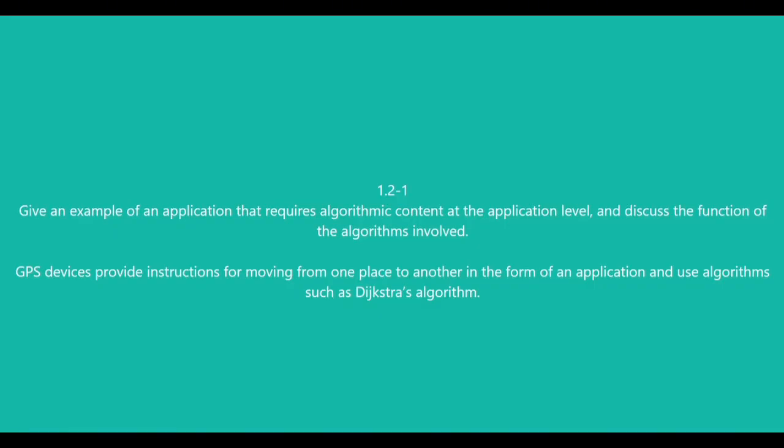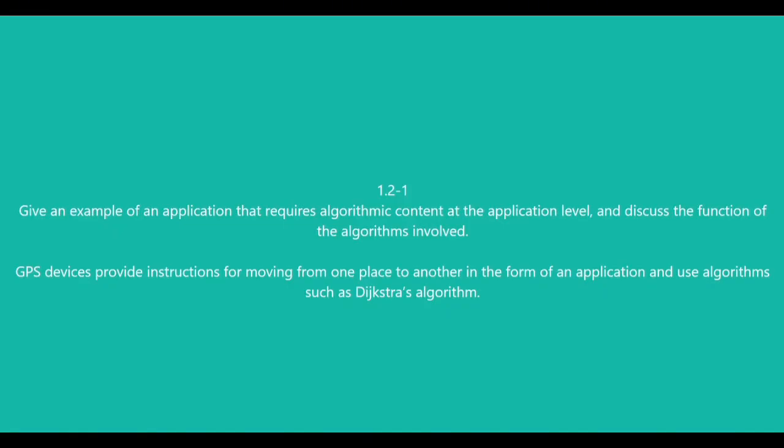And we know that GPS devices provide instructions for moving from one place to another in the form of an application, and they use algorithms such as Dijkstra's algorithm to find the shortest path between two nodes, and we will read about this algorithm later. And yes, that was the answer to the first question. For the rest of the questions, I wrote them on my whiteboard, and we will continue solving them on the whiteboard.